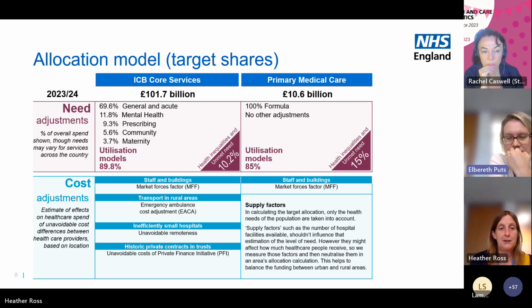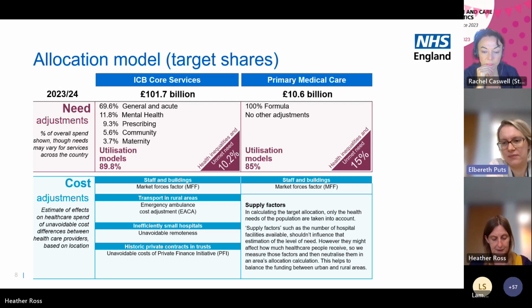And the influence that each of those components has on the final model is driven by the proportion of modelled expected expenditure for each of those components. And then that's combined to create the overall ICB core services target allocation. But there's also other adjustments.